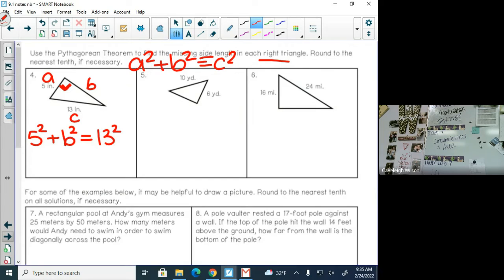All right, so 5 squared, that's 25. 13 squared, that's 169. Does anybody know what we should do next? Subtract 25. Subtract the 25 because we're solving it for B, so I've got to isolate my B squared. So I'm subtracting 25. So that's B squared equals 144. And then I'll square root that to get B by itself. So square root of B squared cancels out, and I get B equals.